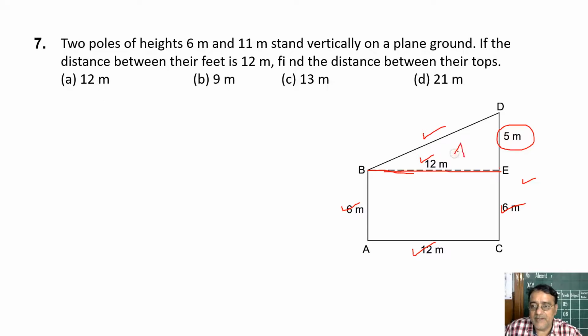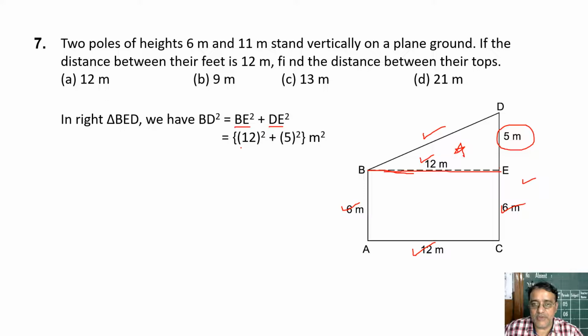So उसके लिए हम लोग ये वाला triangle use करेंगे, triangle BDE. So in this triangle we need to find BD. So we are going to apply Pythagoras theorem. BD square is equals to BE square plus DE square. And this is 12 and this is 5. So 12 square plus 5 square, 144 plus 25, that is equals to 169, right? And square root of 169 is 30 meter.